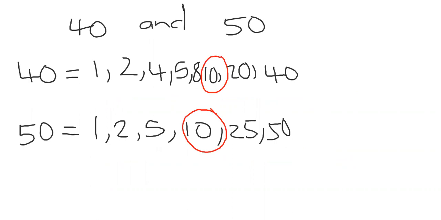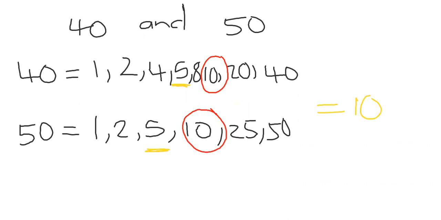We are picking the largest one because we are saying the highest, the biggest one. I think you can see that there's a 5 here and a 5 here, but we are not interested in the 5. We are interested in the highest, the biggest number that appears in both. So your final answer is going to be 10. The highest common factor of 40 and 50 is 10.